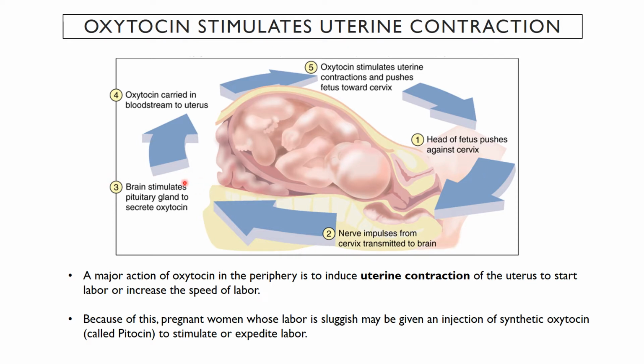This pressure stimulates the pituitary gland to secrete oxytocin. Those oxytocin-positive neurons in the paraventricular nucleus are stimulated to release oxytocin, so the amount of oxytocin increases. The oxytocin is then carried in the bloodstream to the uterus, where it acts on oxytocin receptors in the uterine muscles, stimulating contractions that push the fetus forward towards the cervix.